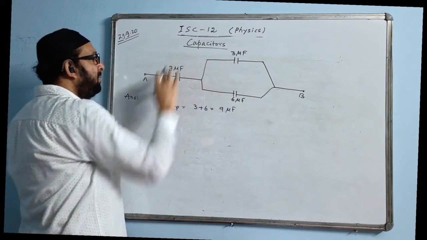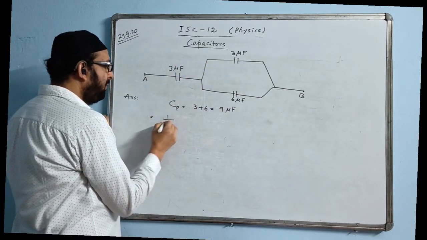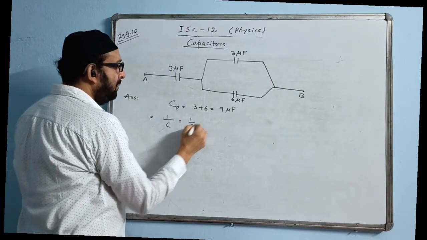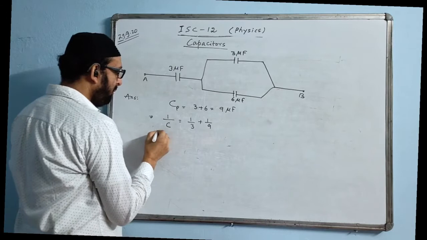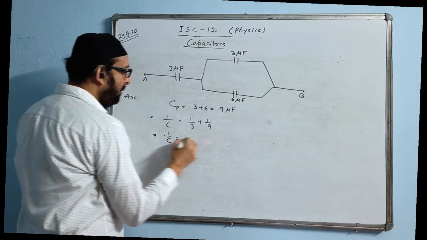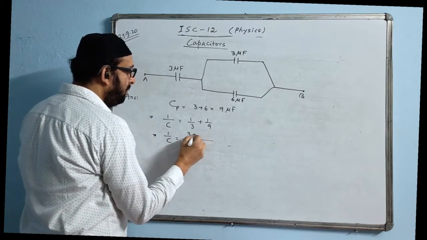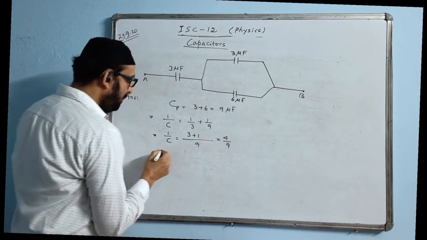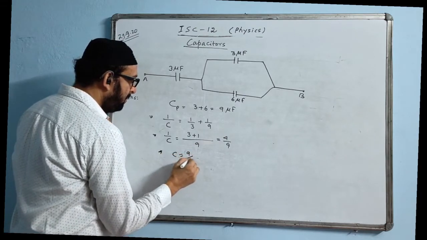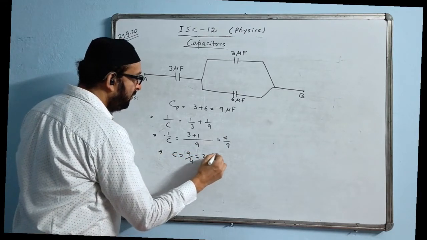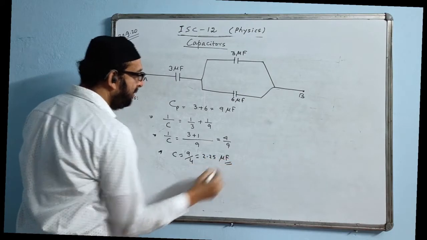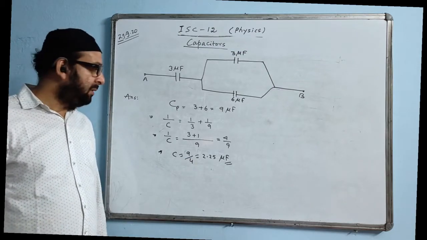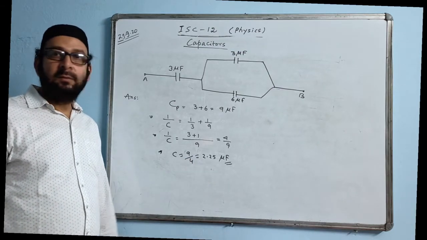And this one and this one are in series. So the series formula will follow that 1 by C is equal to 1 by 3 plus 1 by 9. Now we will be calculating the answer. 9 is the LCM, 3 plus 1, 4 by 9. Therefore, the value of C will come 9 by 4. The answer will come 2.25. The unit will remain the same, microfarad. The value of total capacitance is 2.25 microfarad. This is the answer.